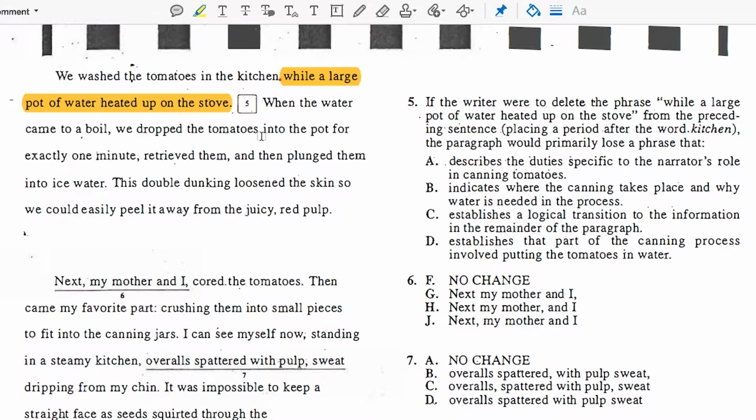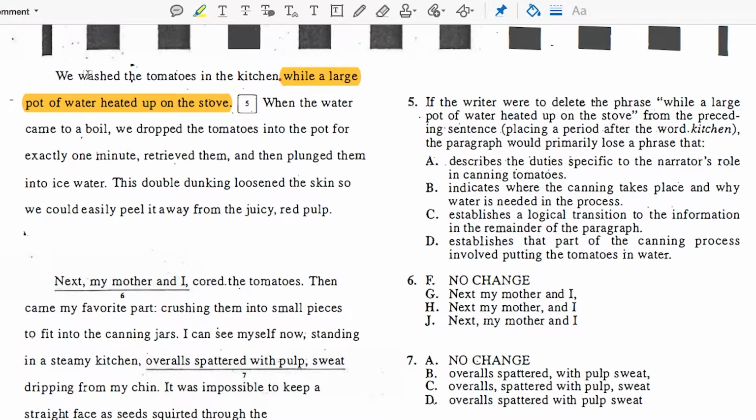So reading the paragraph with the phrase, we washed the tomatoes in the kitchen while a large pot of water heated up on the stove. When the water came to a boil, we dropped the tomatoes into the pot for exactly 1 minute, retrieved them, and then plunged them into ice water. Then it says, this double dunking loosened the skin so we could easily peel it away from the juicy red pulp. Great. So again, what do we gain from this phrase, while a large pot of water heated up on the stove?